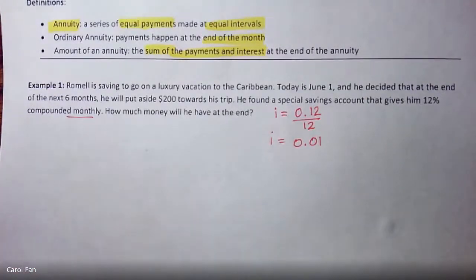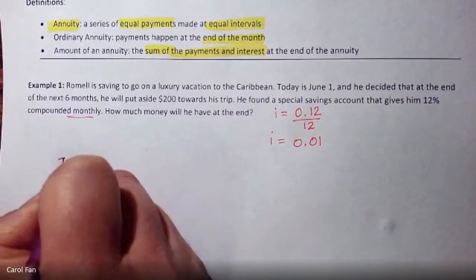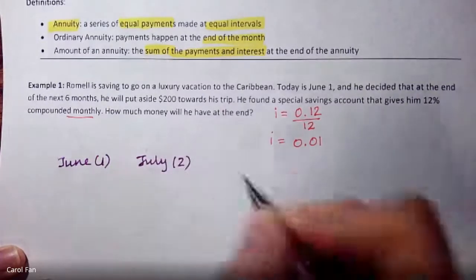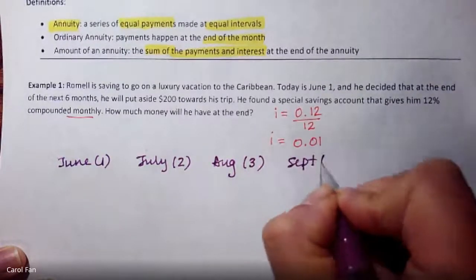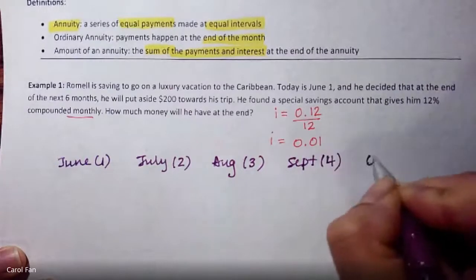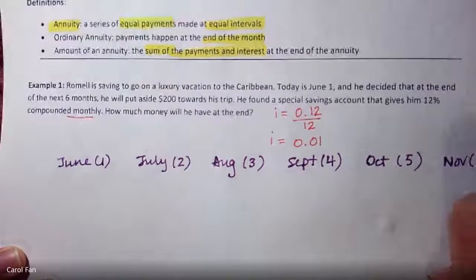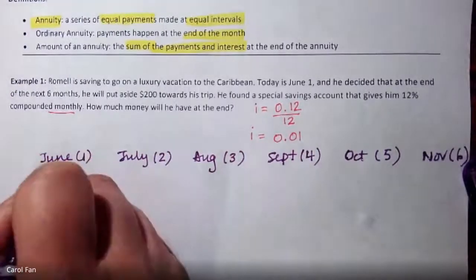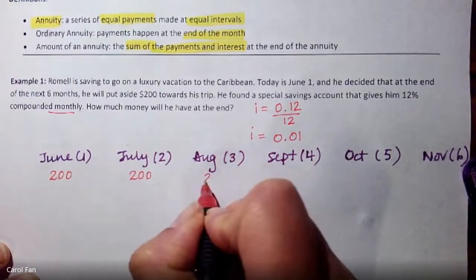So today is June 1st, and Romel is going to save money for the next 6 months. I'm just going to write that down. So we have June, this is month 1. Then we have July, that's month 2. August, month 3, September, month 4, October, month 5, and November will be month 6. For each of those months, he's going to be putting $200 into the bank.